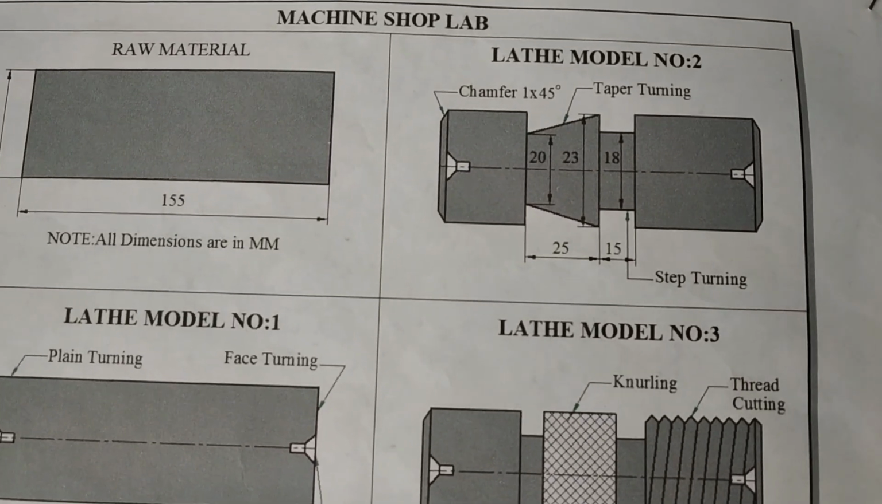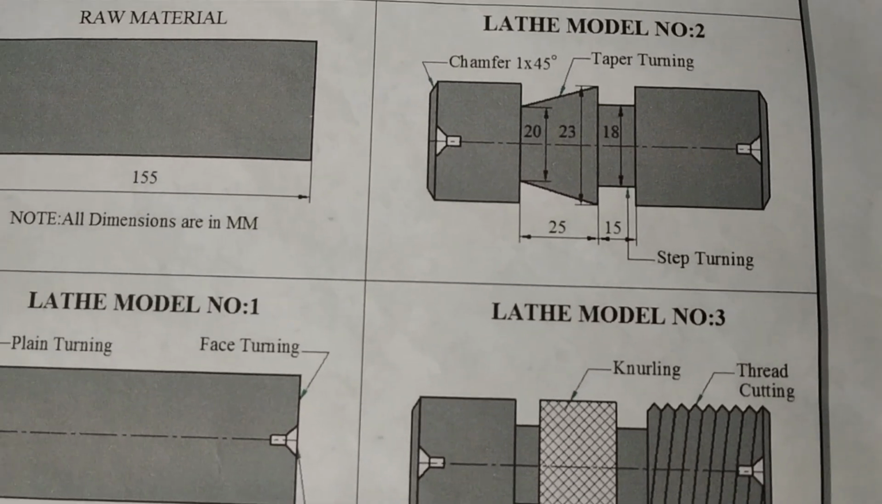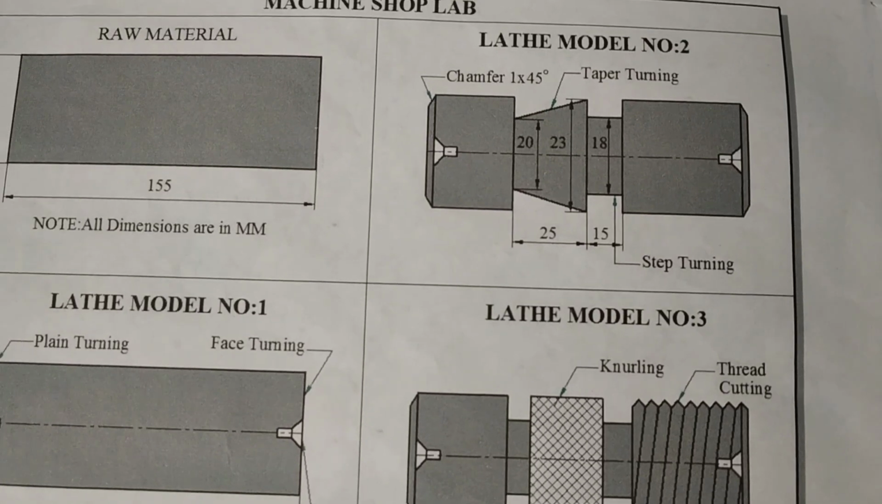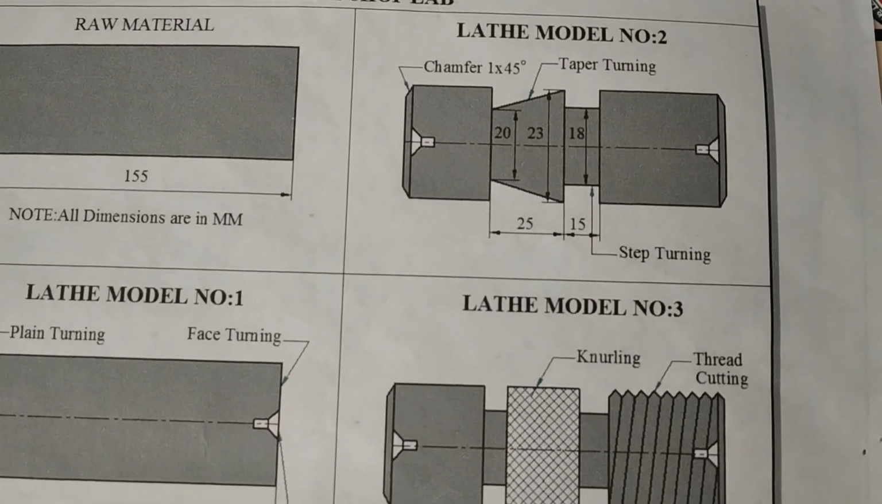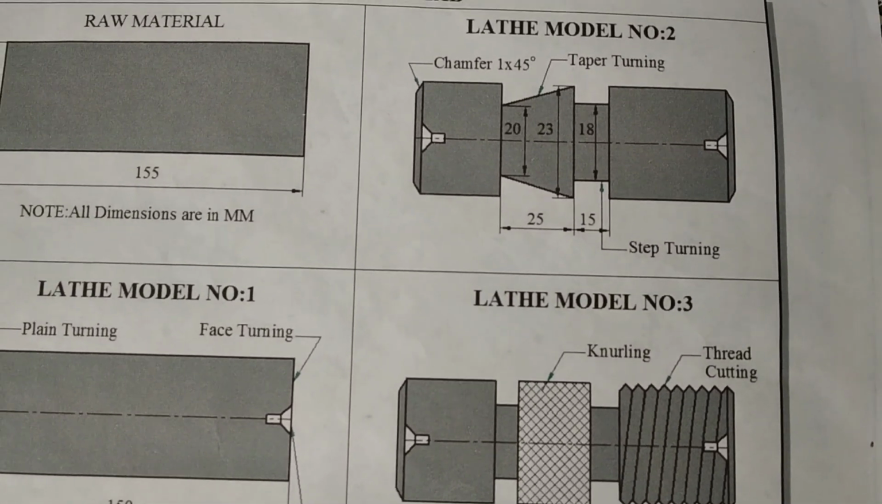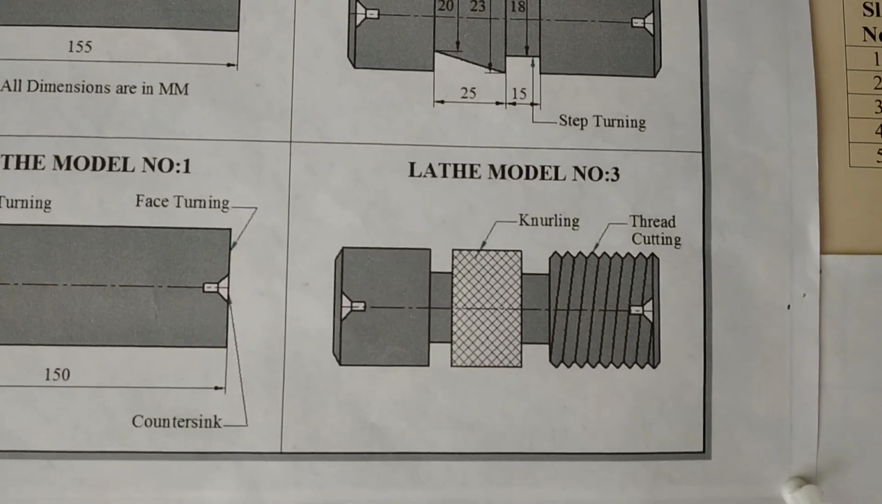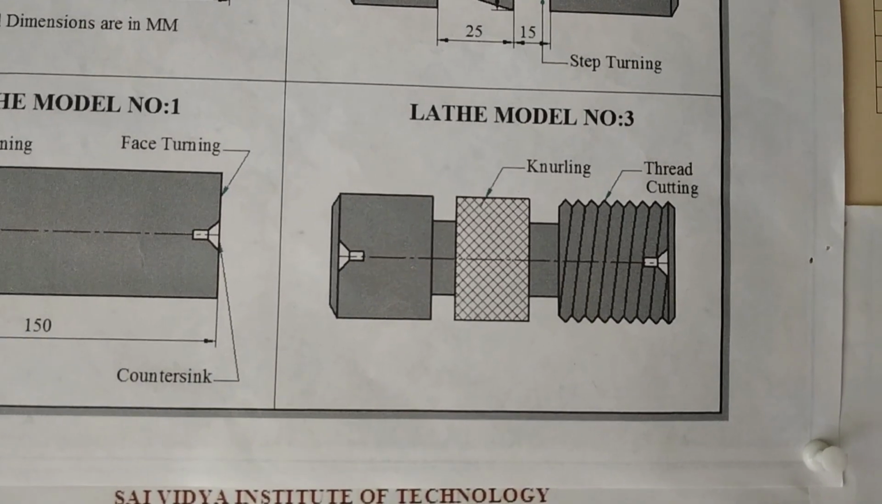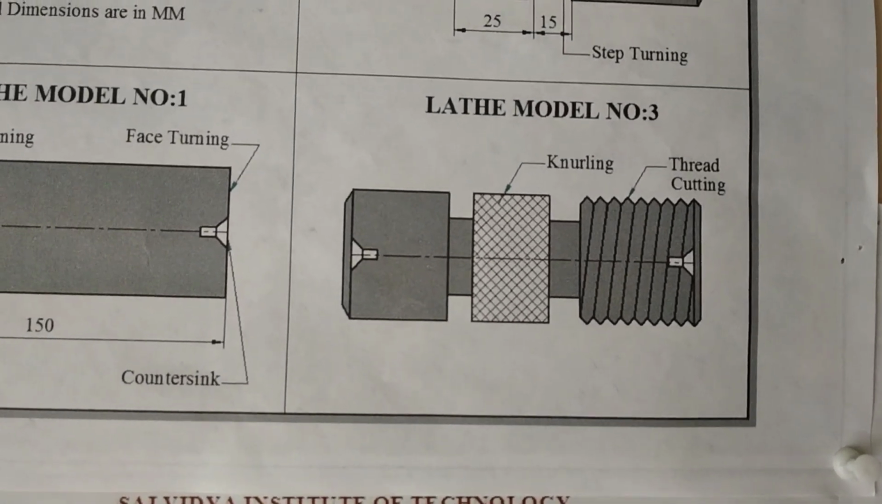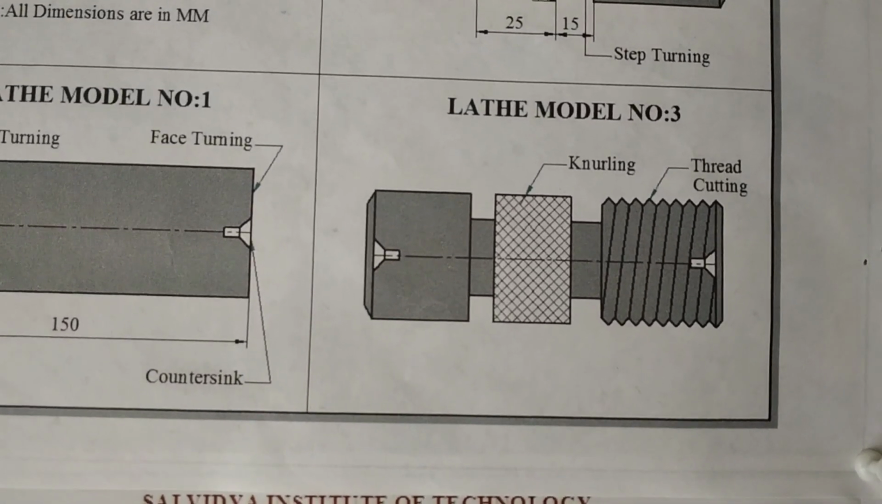This is done using the equation alpha equals tan inverse of capital D minus small d divided by 2L. Also, step turning operation is being done in model number 2. In model number 3, 2 more operations are being done. One is knurling, the another one is thread cutting.